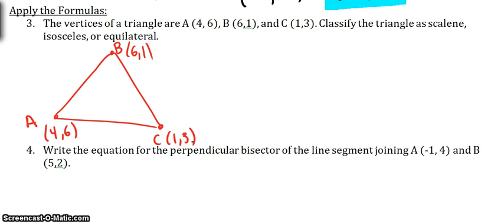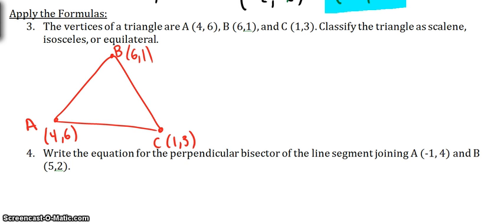Now it wants to know if it's a scalene, isosceles, or equilateral triangle. In order to determine that, we need to know what these three words mean. So think back to our trig unit, or maybe to even geometry last year. Scalene means that all three sides are different. Isosceles means that you have two of the same side, but the third one's different. And equilateral means all the sides are the same length.